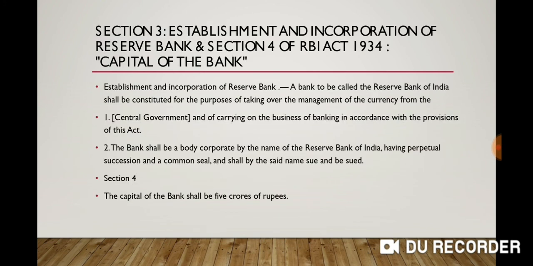Coming to the provisions of this act, first we have Section 3, Establishment and Incorporation of Reserve Bank, and Section 4 of RBI Act 1934, which is Capital of the Bank. So Section 3 states that Establishment and Incorporation of Reserve Bank: a bank to be called the Reserve Bank of India shall be constituted for the purposes of taking over the management of the currency from the central government and of carrying on the business of banking in accordance with the provisions of this act. Second, the bank shall be a body corporate by the name of the Reserve Bank of India, having perpetual succession and a common seal, and shall by the said name sue and be sued. Section 4 states that the capital of the bank shall be 5 crores of rupees.